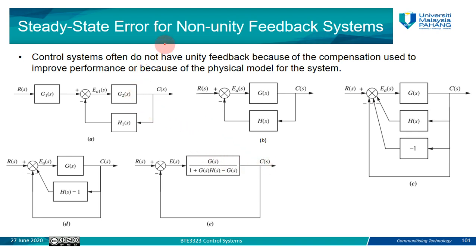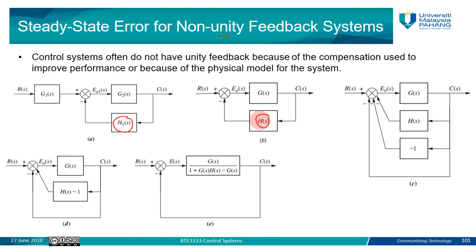The steady state error for non-unity feedback. Actually, our talk during the previous video all focused on the unity feedback, and it's the most common one here, in order to simplify the calculation of the steady state parameter. For that, if we do have a non-unity feedback like this one, that means there is H(s) here. So this gives you a non-unity feedback.